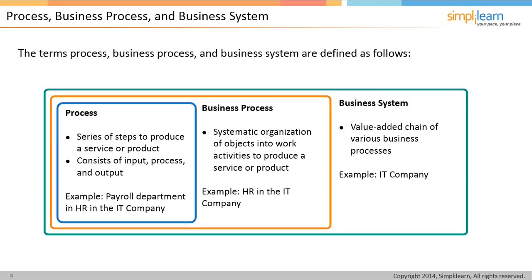Now, some definitions that we should go through. The terms process and business systems are defined as follows. So we've talked a lot about process, and we'll talk more about it as well. It's a series of steps to produce a service or product. It consists of inputs, the process step itself, and the output. So an example might be a payroll department in human resources.